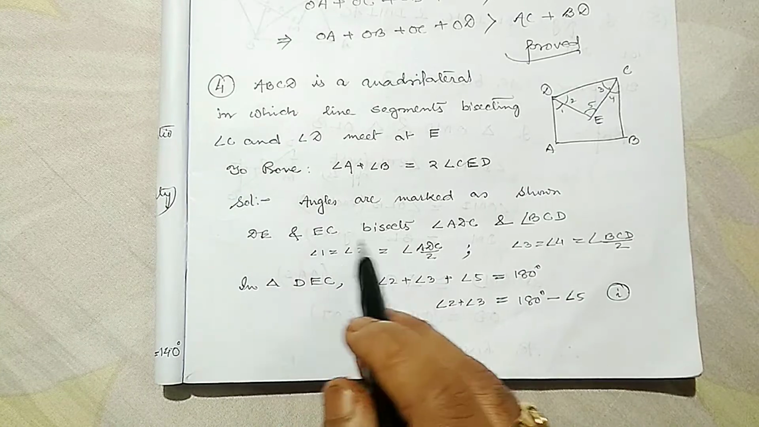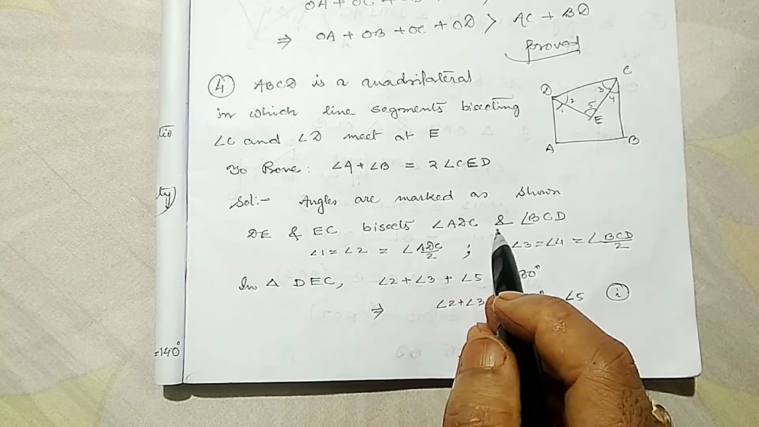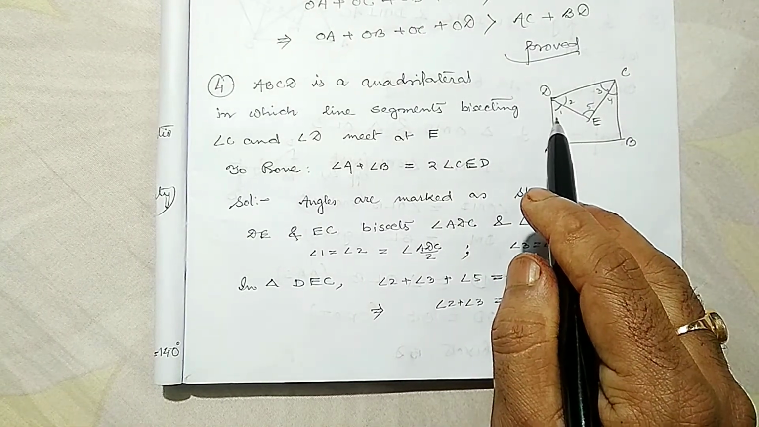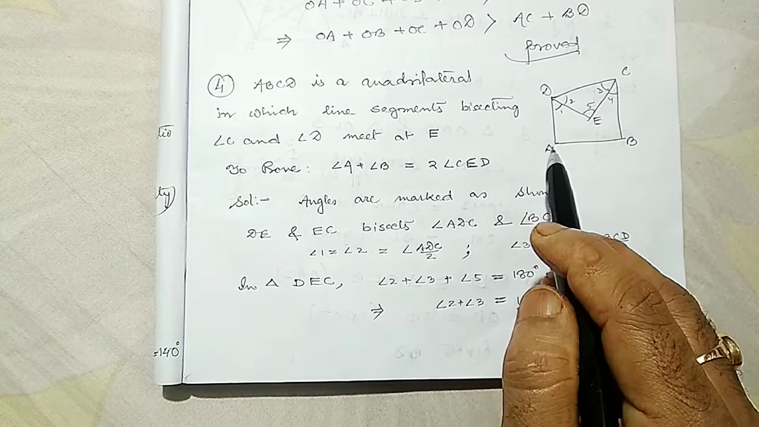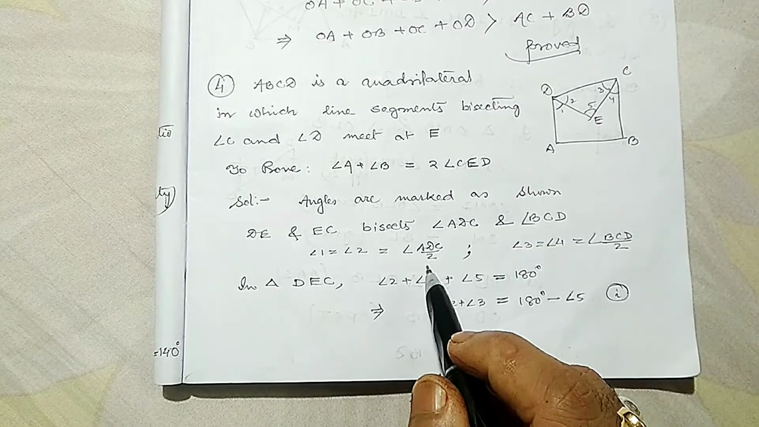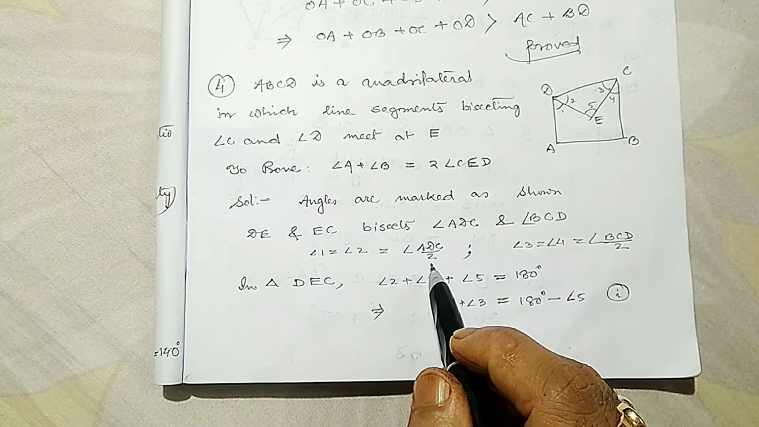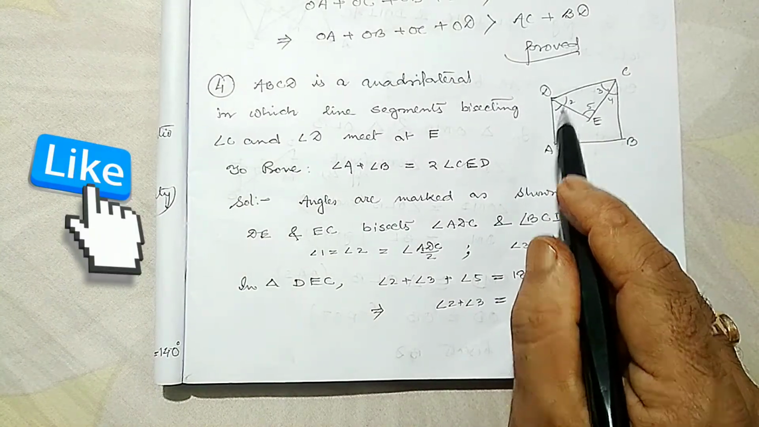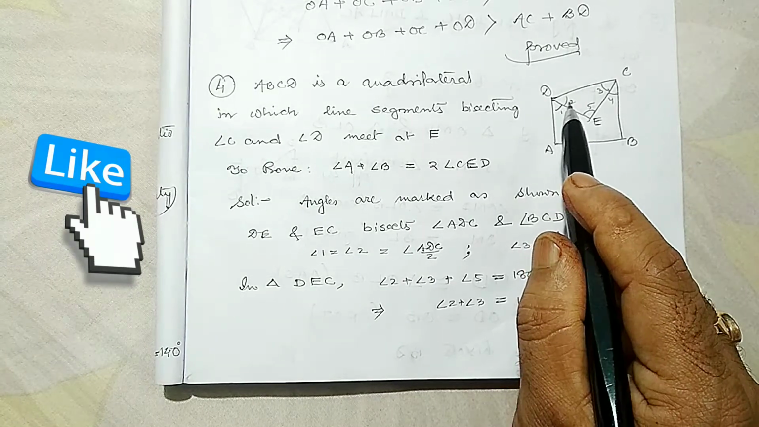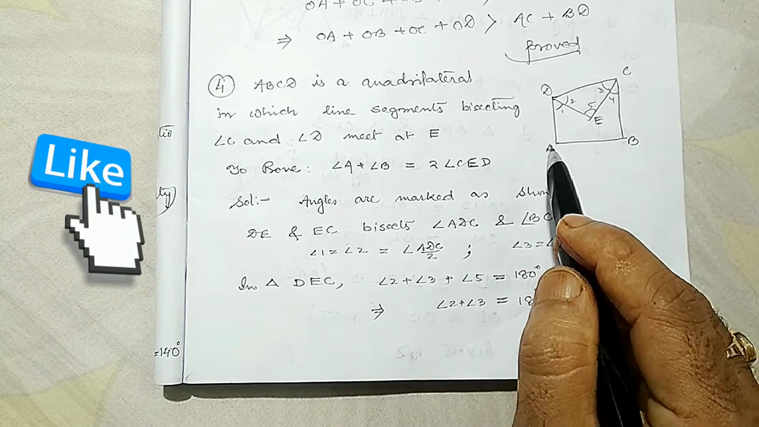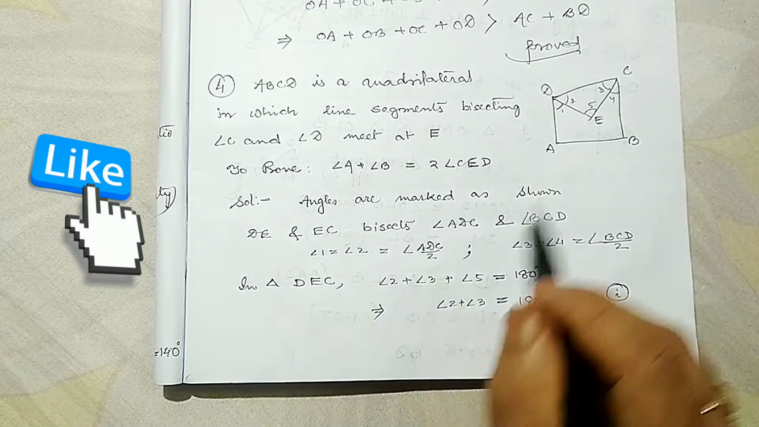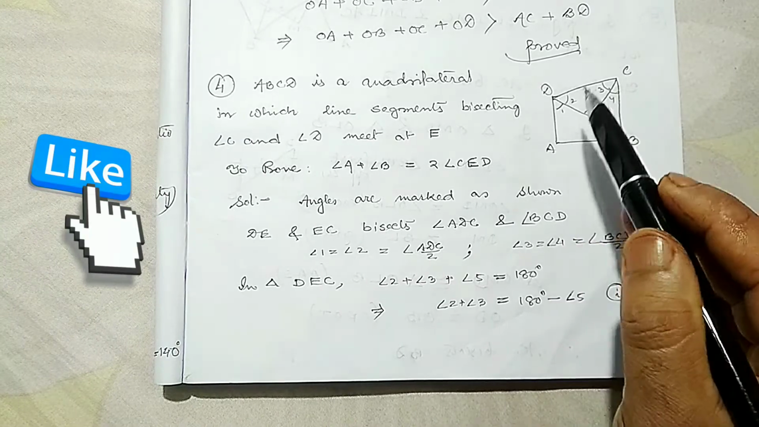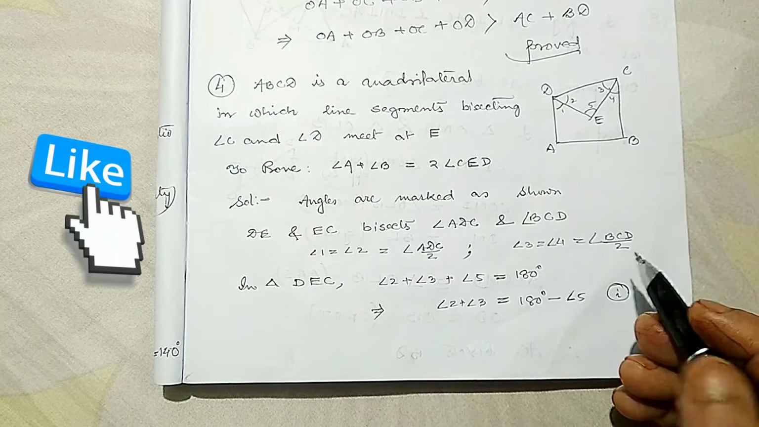DE and EC bisect angle ADC and angle BCD. This is given in the question, so we can write angle 1 equal to angle 2, which is angle ADC by 2. Since it is given that it has bisected, the line segment has divided this angle into two equal parts. So angle 1 will be equal to angle 2 equals angle ADC by 2. And here also I can write angle 3 equal to angle 4 equal to angle BCD divided by 2.